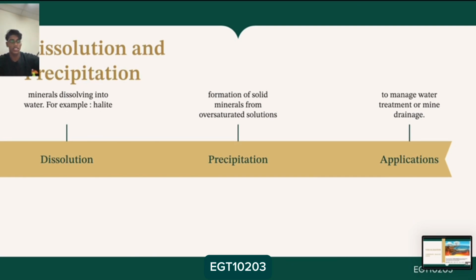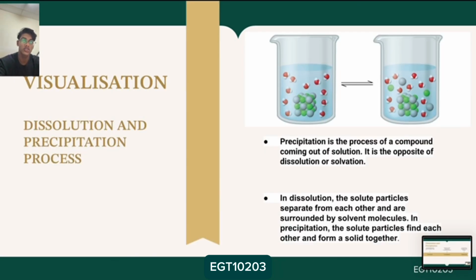As you can see in the visualization provided of the dissolution and precipitation process, the definition is given below. Precipitation is the process of a compound coming out of the solution. It is the opposite of dissolution or solvation. Meanwhile, in dissolution, the solute particles separate from each other and are surrounded by solvent molecules. In precipitation, the solute particles find each other and form a solid together.